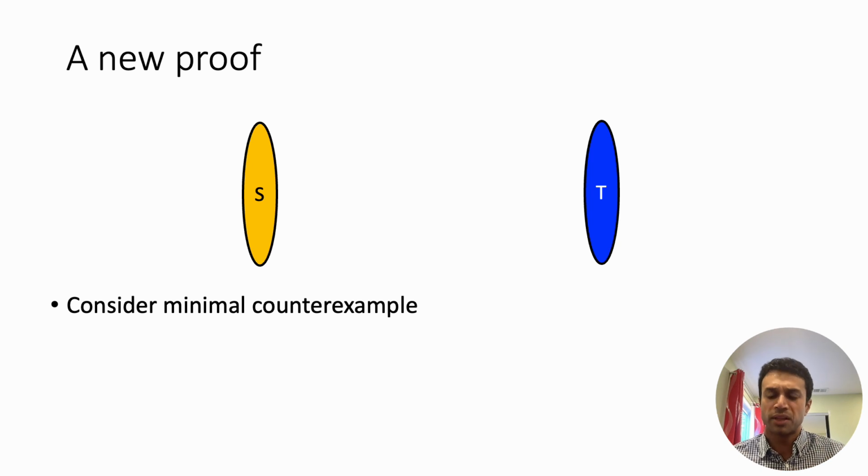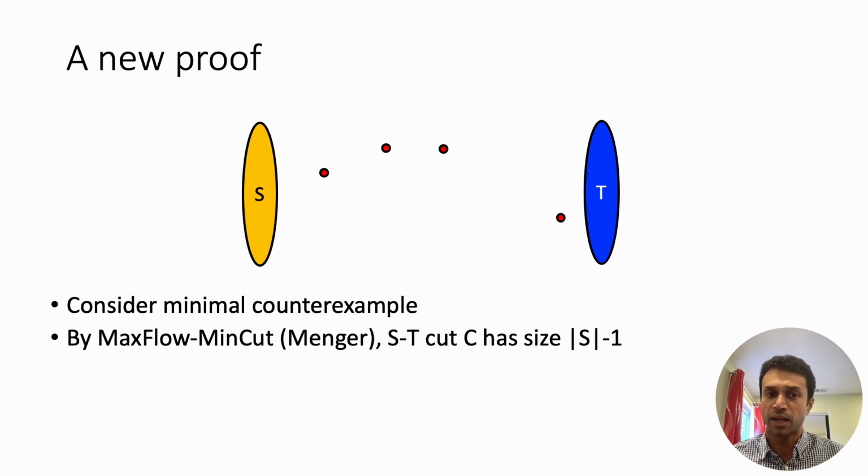So let's start with a minimal counterexample to the Lehman-Ron theorem. What this means is, by the Max-Flow Min-Cut theorem or Menger's theorem, because this is a minimal counterexample, the number of vertex disjoint paths between S and T is exactly the cardinality of S minus 1. And so if you look at the S-T cut in the directed graph, the size is the cardinality of S minus 1.